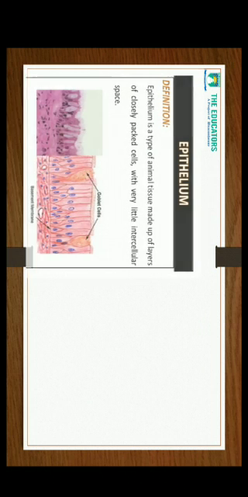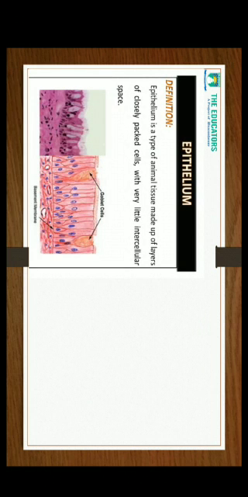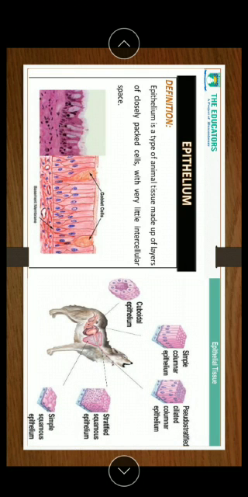The first one is epithelial tissue. Epithelial tissues cover the outside of the body and line organs and cavities. The cells in these tissues are very closely packed together. This tissue has many types. First is pseudostratified ciliated columnar epithelium, then simple columnar epithelium, cuboidal epithelium, stratified squamous epithelium, and simple squamous epithelium.